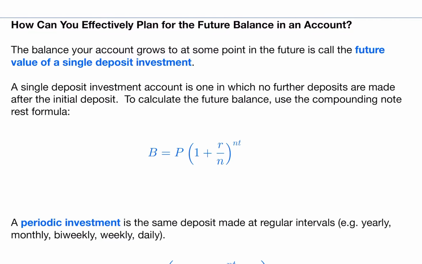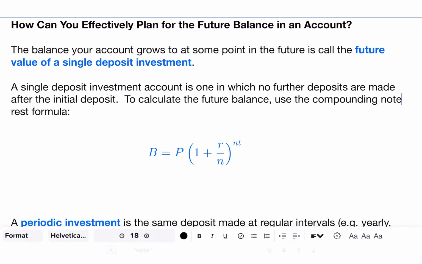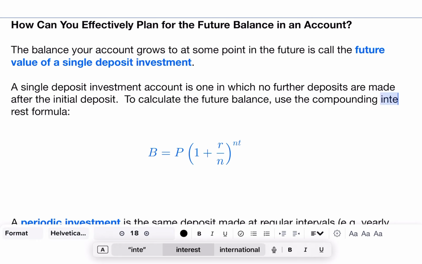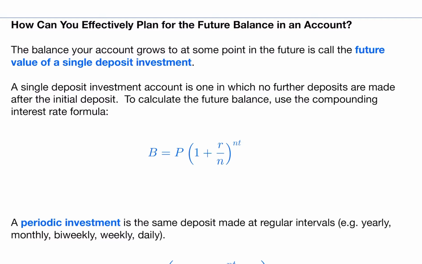And we also learned that to calculate the future balance, we use the compound interest rate formula. And that formula is the future value, so the balance at the end of the time or term, is equal to the principal or the initial amount times this quantity, 1 plus the rate in decimal form divided by the compounding frequency, raised to the compounding frequency times the number of years.